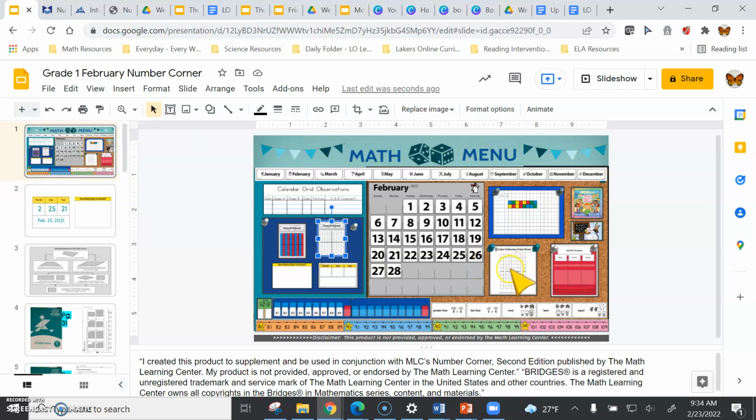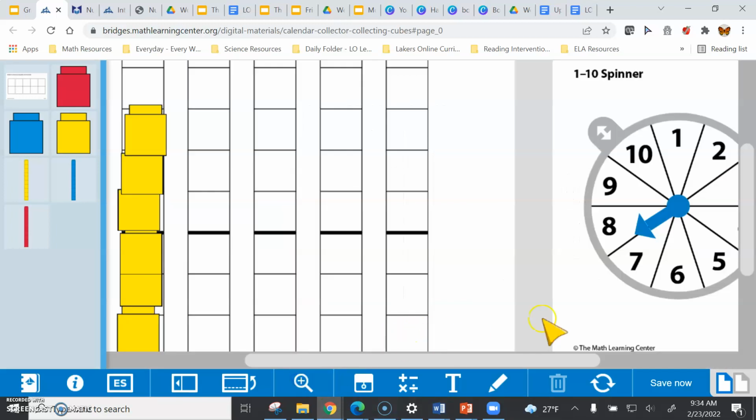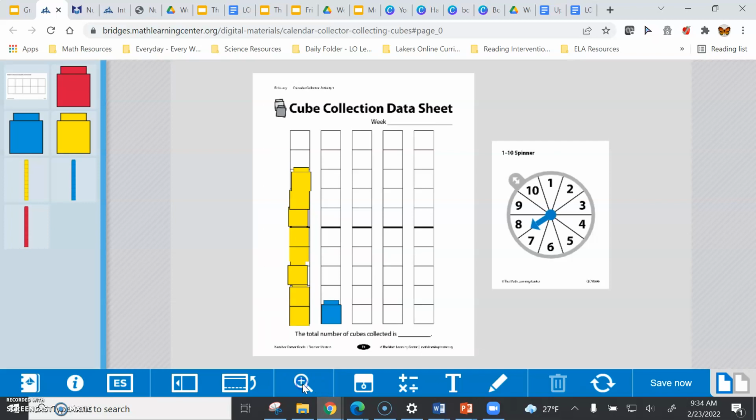Next, we're going to go to our cube collection. It's a Friday. We've been collecting cubes for this short week. The first day we had 8 cubes. Yesterday we had one more, and let's see what we'll have this day. Do you see what I see? It's barely there, but it's on the number 8, which means we get to add 8 more cubes to our collection. So here we go.